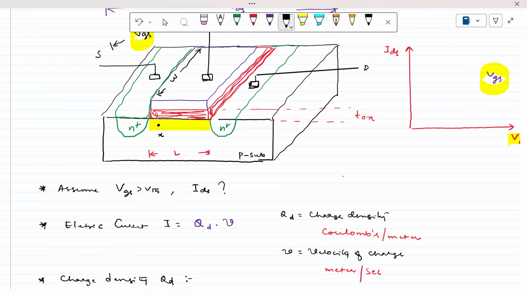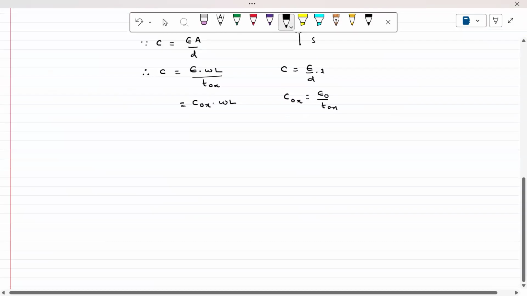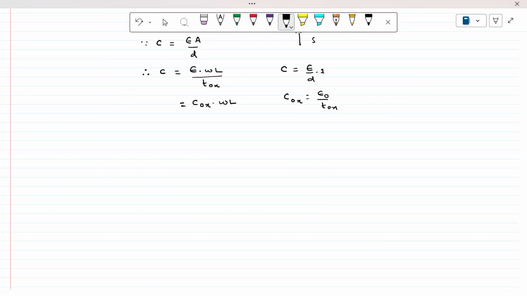Now at this point, what is the length? It's a unit length actually. At a particular point, you cannot mention that the length is so and so. It's a unit length, am I right? So we can also call the capacitance C for unit length Cox into W, at a point X. Are you getting the point?